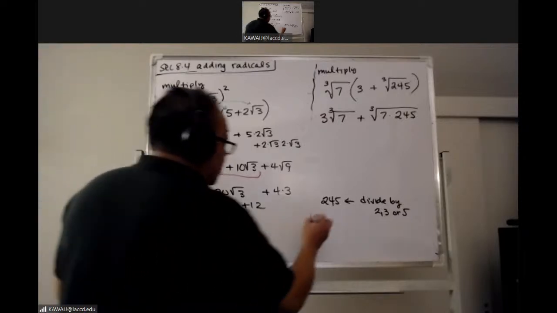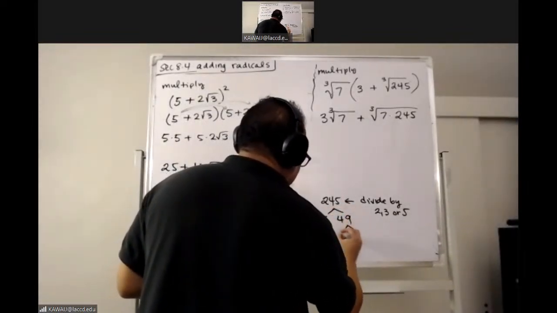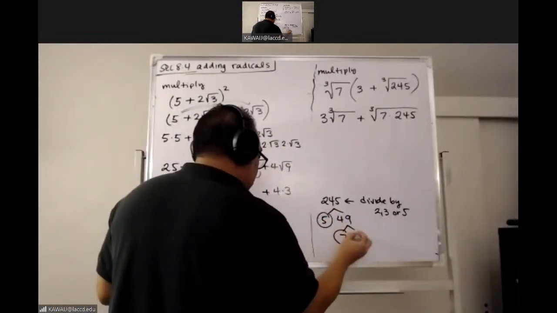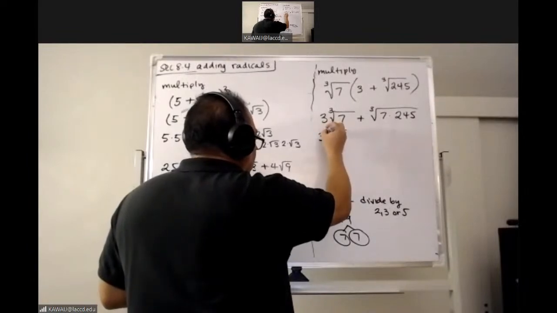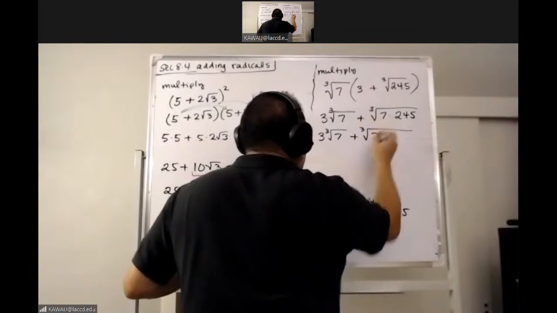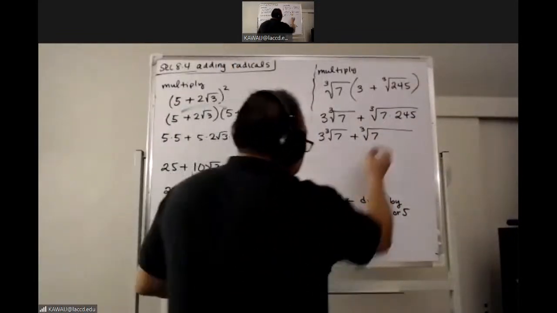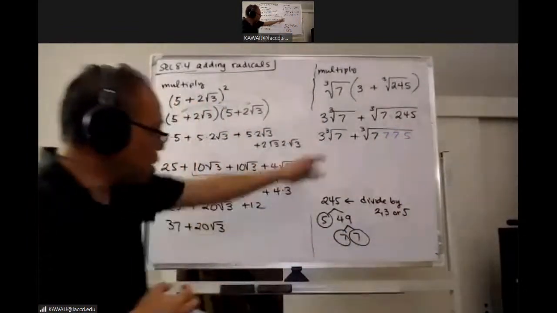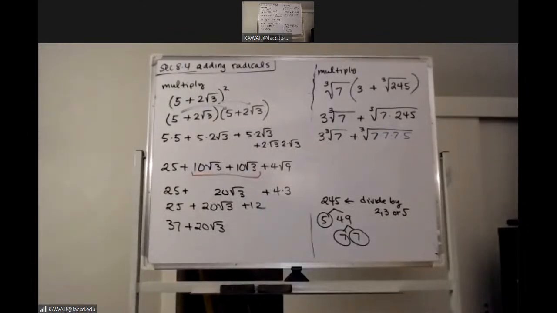Okay. So you'll get 5 and 49, and then 7 and 7. So now you're doing 3 cube root of 7 plus, we have that original 7, and then we're going to bring all these other things up. We have this other 7, this other 7, and this 5. So go ahead and simplify that, and then check whether you can combine like terms or not.